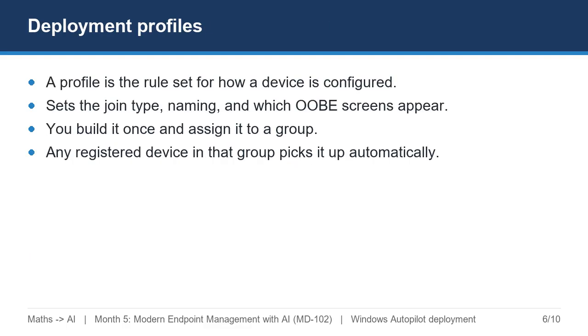Next comes the deployment profile. Think of a profile as the rulebook for how a device gets configured. It sets the join type, Entra joined or hybrid joined, the device naming convention, which out-of-box screens to show or hide, and the deployment mode. You build the profile once, assign it to a group, and then any registered device that lands in that group picks it up automatically. No per-device fiddling.